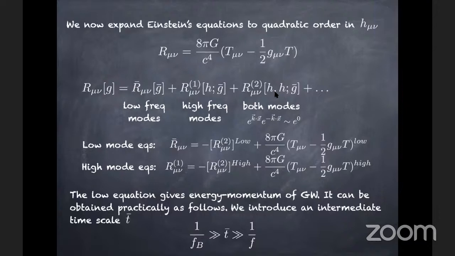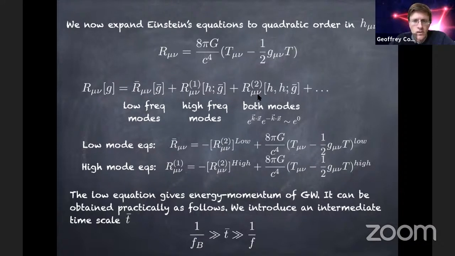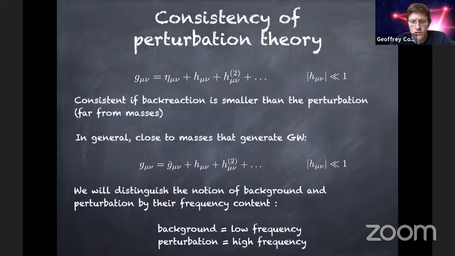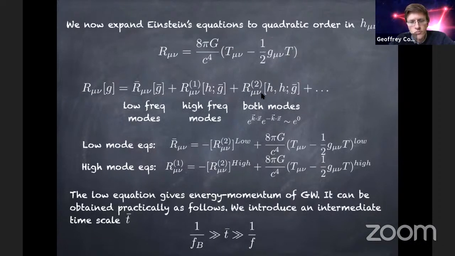Sorry, Geoffrey. In the same equation, there is also a term R2 which is linear in H2, right? Because you wrote G as G bar plus H1 plus H2. Yes, indeed. This R2 will contain the H2 as well. So R2 contains two types of terms, you're right. There are the quadratic terms in terms of the original H, and there is also, in this expansion, an H2, which is also second order. So there is a linear term in terms of H2, and that one will be part of this high frequency part. Yeah, you're right.